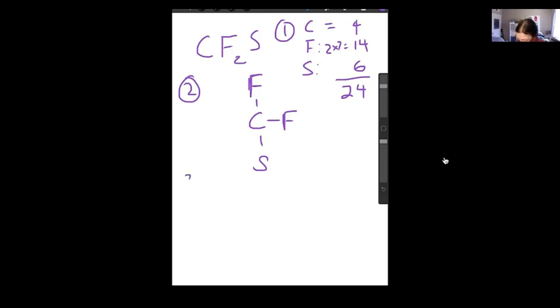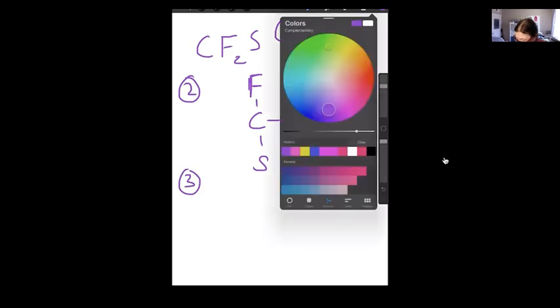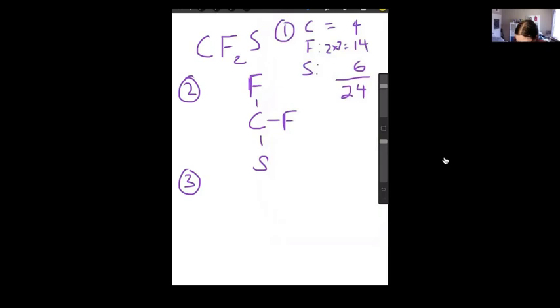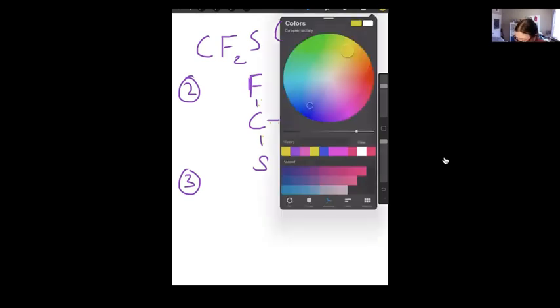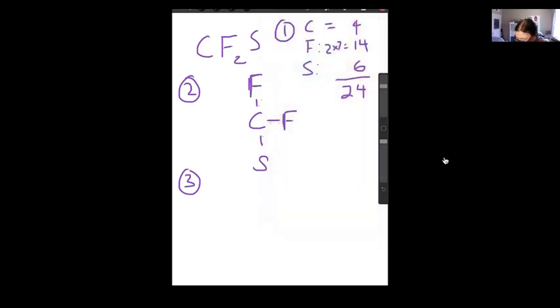So step 3, add the others. So far I've put in, let me get a different color here, I've put in 1, 2, 3, 4, 5, 6 electrons. And so I'm just going to keep counting. I'm going to not do any subtraction. So I'm at 6. And I'm going to place the electrons 1 atom at a time.